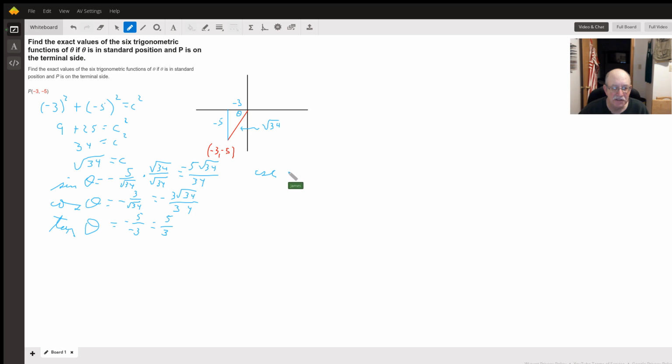Cosecant is the reciprocal of sine, so I'm going to use this value that we got for the sine because that's easier to flip over. We don't have to do any denominator rationalizing there. So that's going to be negative square root of 34 over 5. Secant is the reciprocal of cosine, so it's going to be negative square root of 34 over 3. And cotangent is the reciprocal of tangent, so it will be 3/5.